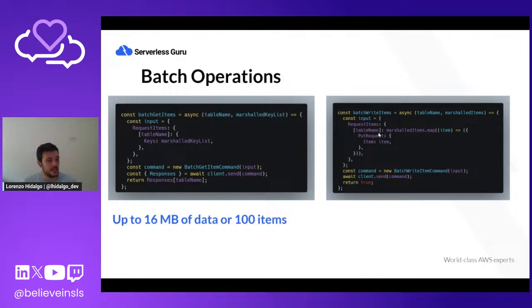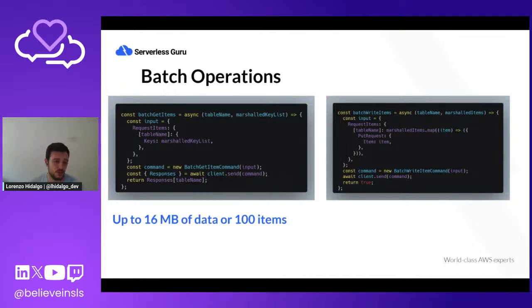Table name, meaning that you can write multiple items to multiple tables at the same time. And it's called BatchWriteItem, but you can also use the BatchWriteItem command to delete items. So if you know the keys of the document or the item that you want to delete, you can use, instead of PutRequest, DeleteRequest, and it will delete that item.